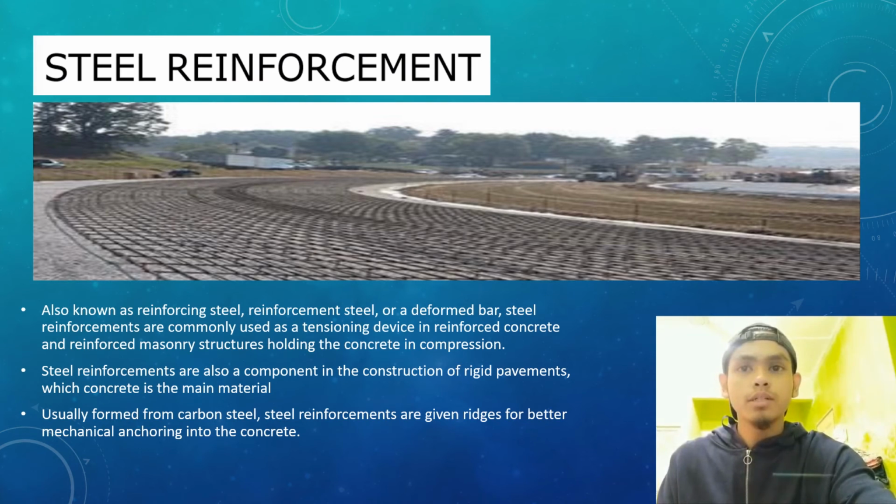Steel reinforcement, also known as reinforcing steel, reinforcement steel or a deformed bar. Steel reinforcements are commonly used as a tensioning device in reinforced concrete and reinforced masonry structures, holding the concrete in compression. Steel reinforcements are also a component in the construction of rigid pavement, in which concrete is the main material. Usually formed from carbon steel, steel reinforcements are given ribs for better mechanical anchoring into the concrete.